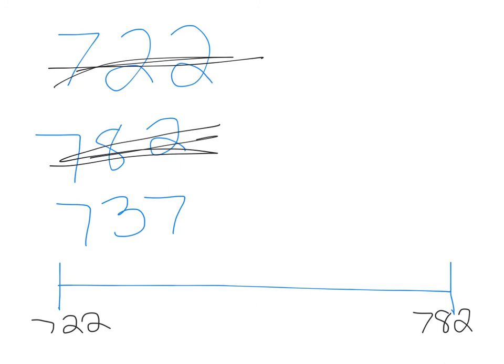The only number I have left is 737. I want you to put the number 737 plotted on the number line where you believe it should go. Pause the video, hit play when you're ready. Okay, 737 should be right in this area. It's not quite halfway. It's more towards 722, but it would end up right here on the number line if we plotted the number line.